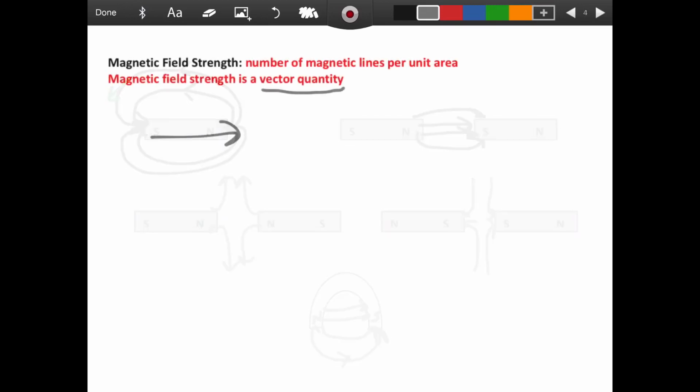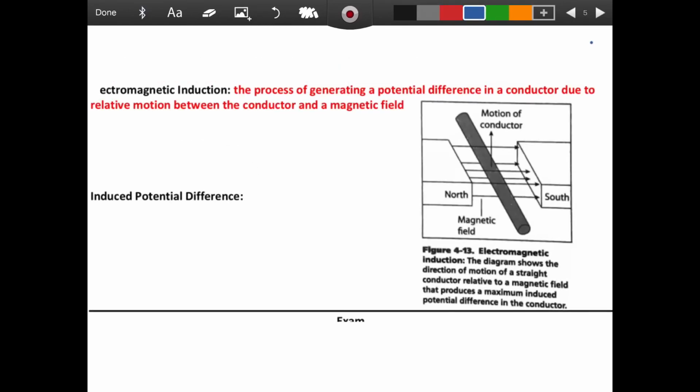We want to note about magnetic field strength is that it's the number of magnetic lines per unit area. And remember, that means that the more lines or the closer the lines are together, the stronger the field. And we do draw a magnetic field with arrows, so therefore it is a vector quantity. That I want to make a note of.